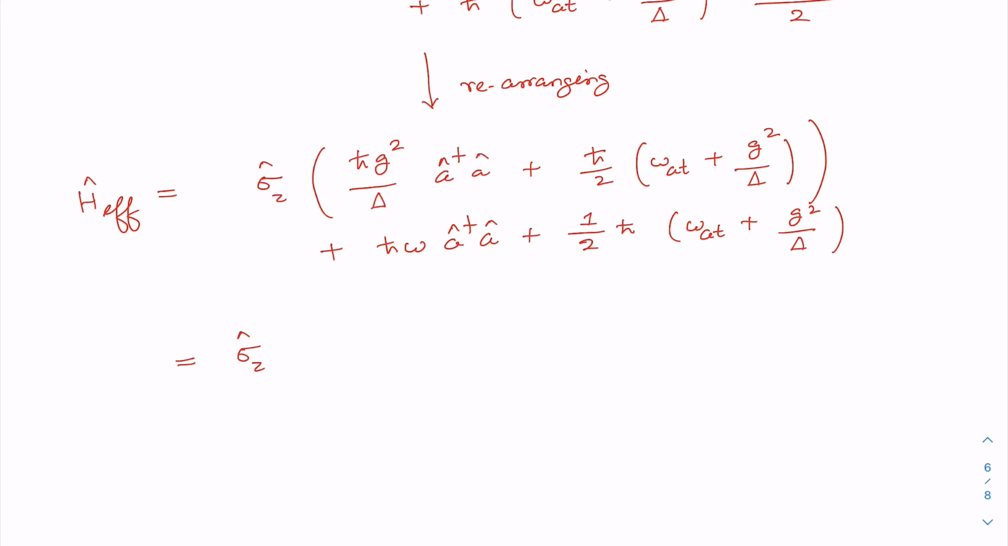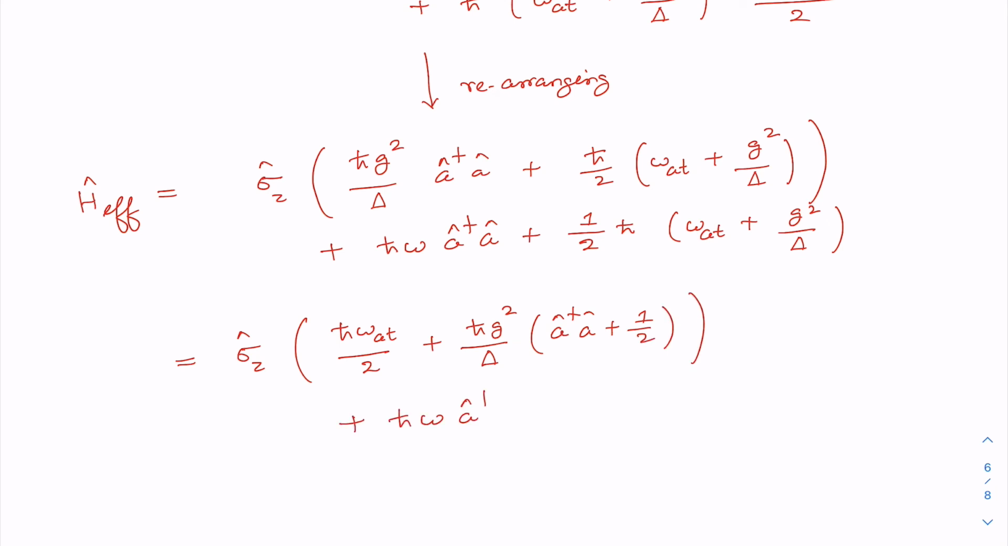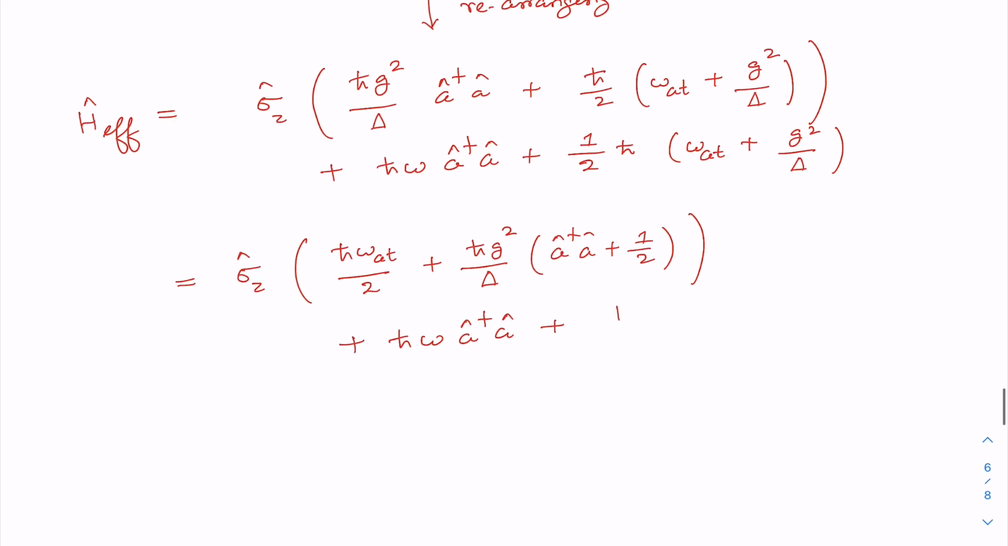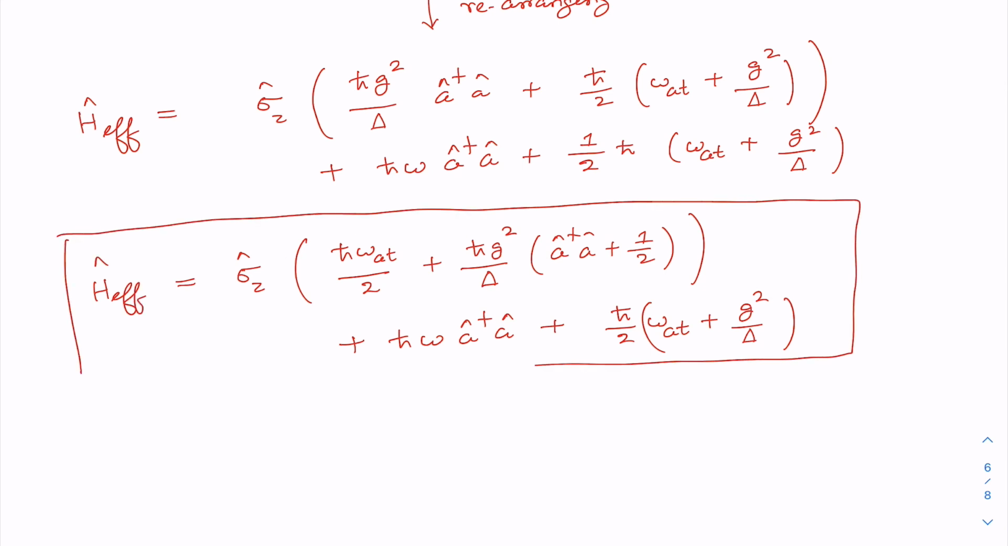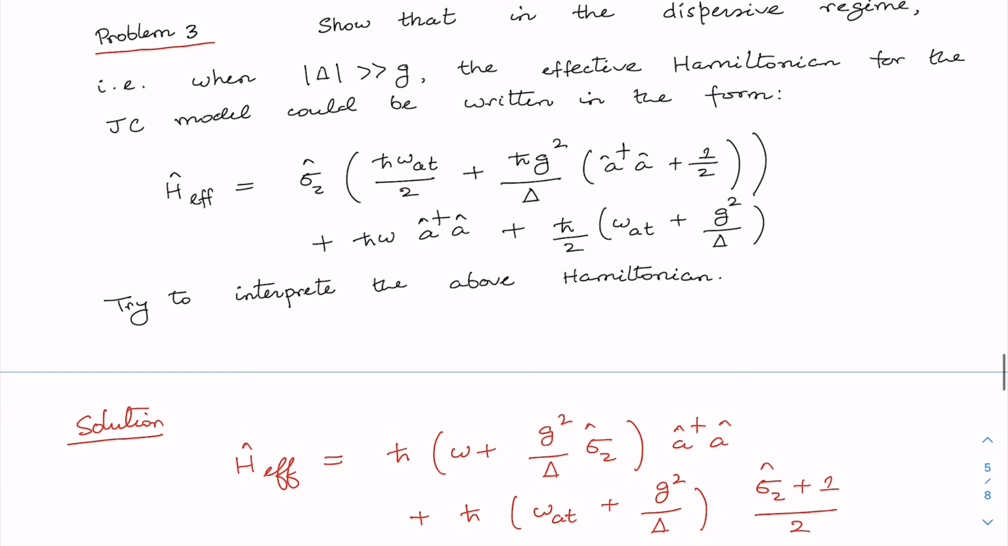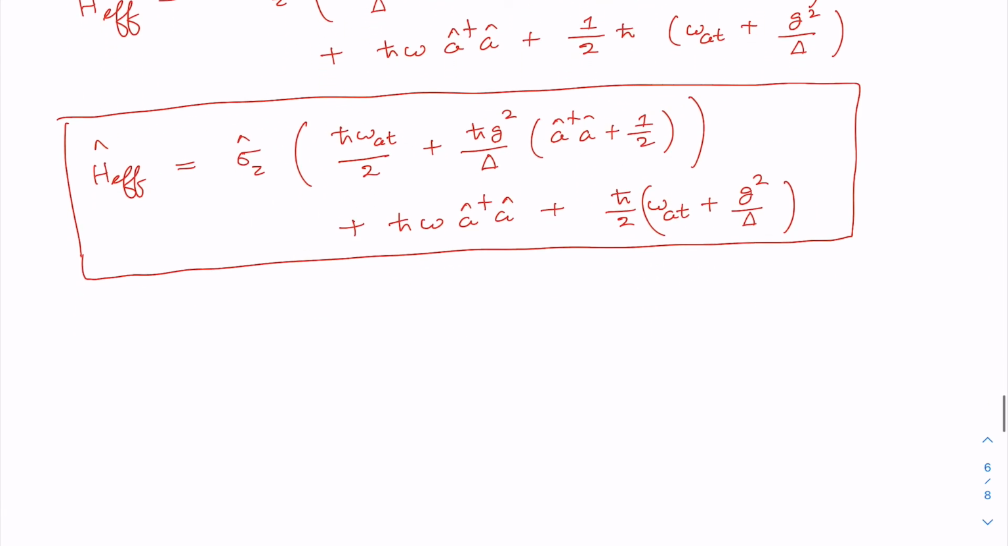I have sigma z times h cross omega atom by 2 plus h cross z square by delta a dagger a plus half, and we have the other two terms, h cross omega a dagger a plus h cross by 2 omega atom plus z square by delta. Okay, so if you look at this Hamiltonian, this is what is asked in the question. This is the required form of the Hamiltonian, as you can see from here. Now let us interpret it.